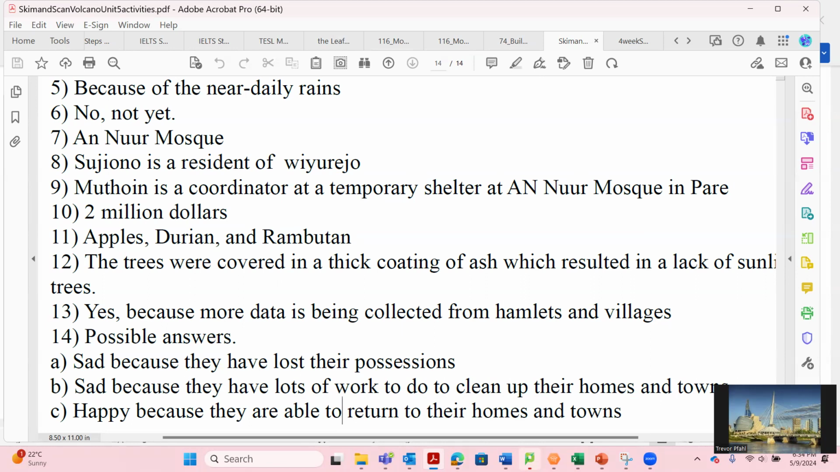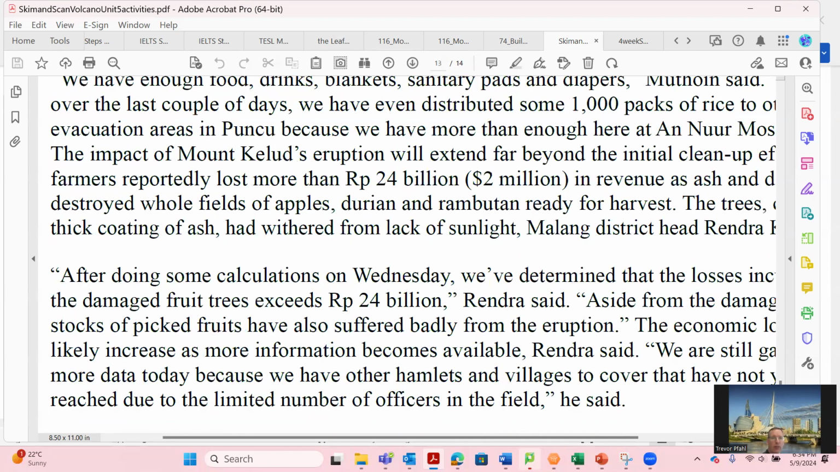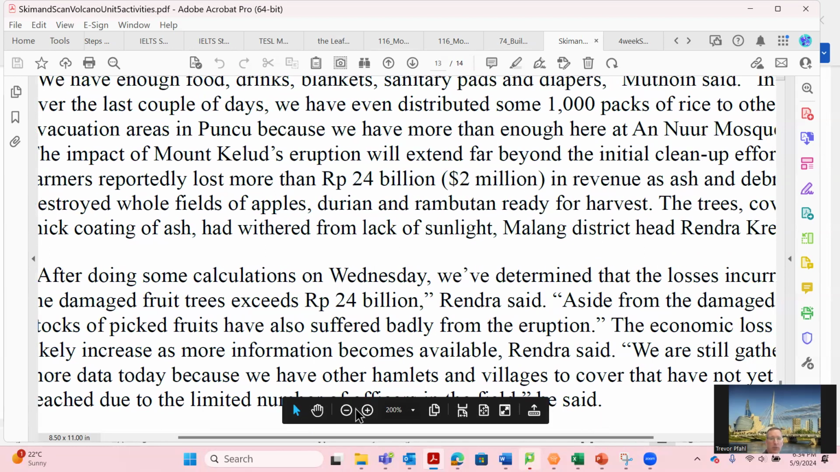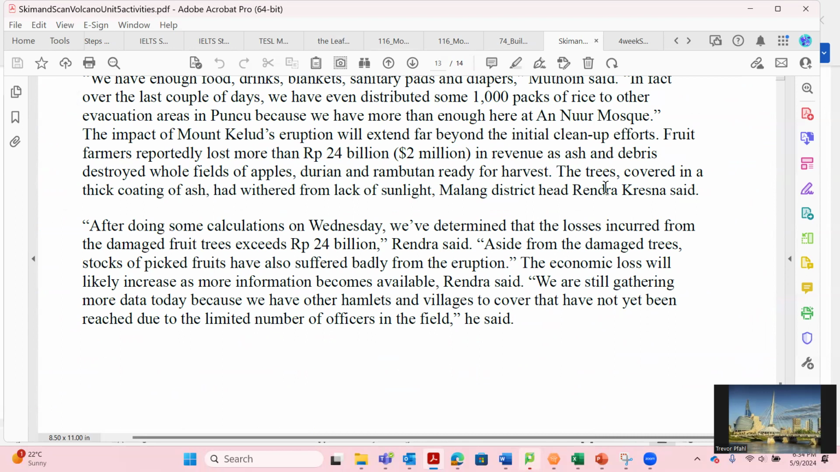Number 12? Okay, so let's look at question number 12. Why did the trees wither? This is a great question with vocabulary because we may not know what this word means. But when I look for that combination of words, trees and wither, going up a little bit further, it says the trees had withered from lack of sunlight.